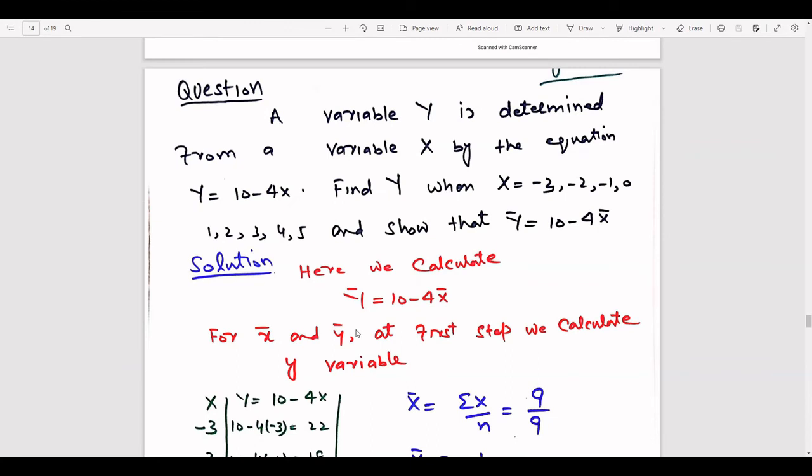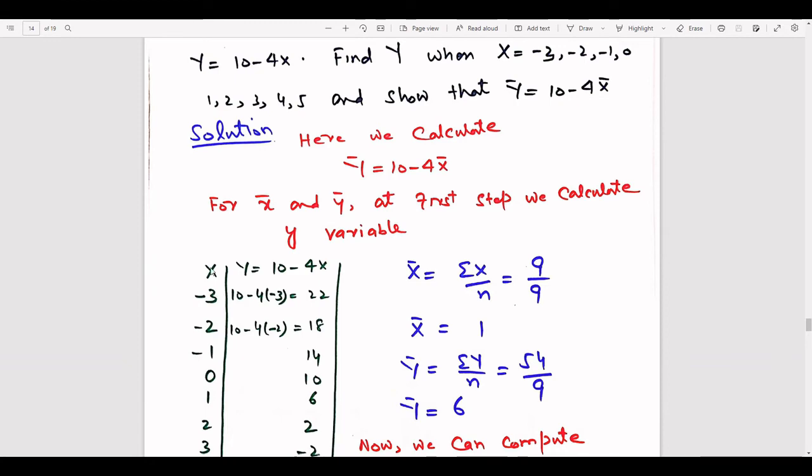Question. A variable y is determined from a variable x by the equation y is equal to 10 minus 4x. Find y when x is equal to minus 3, minus 2, minus 1, 0, 1, 2, and so on up to 5, and show that y bar is equal to 10 minus 4 x bar. These are equal.